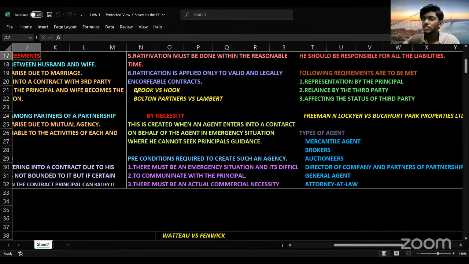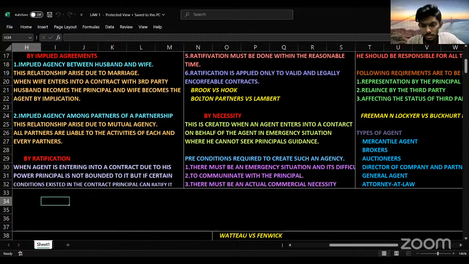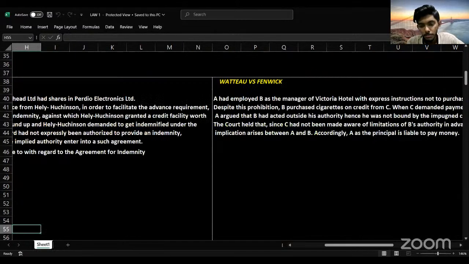Then a general agent is an agent who has a fairly substantial amount of responsibilities. Then we have the attorney at law, a person who is representing you in legal scenarios. Alright, so I think agents are almost done. I'll go to the next part.